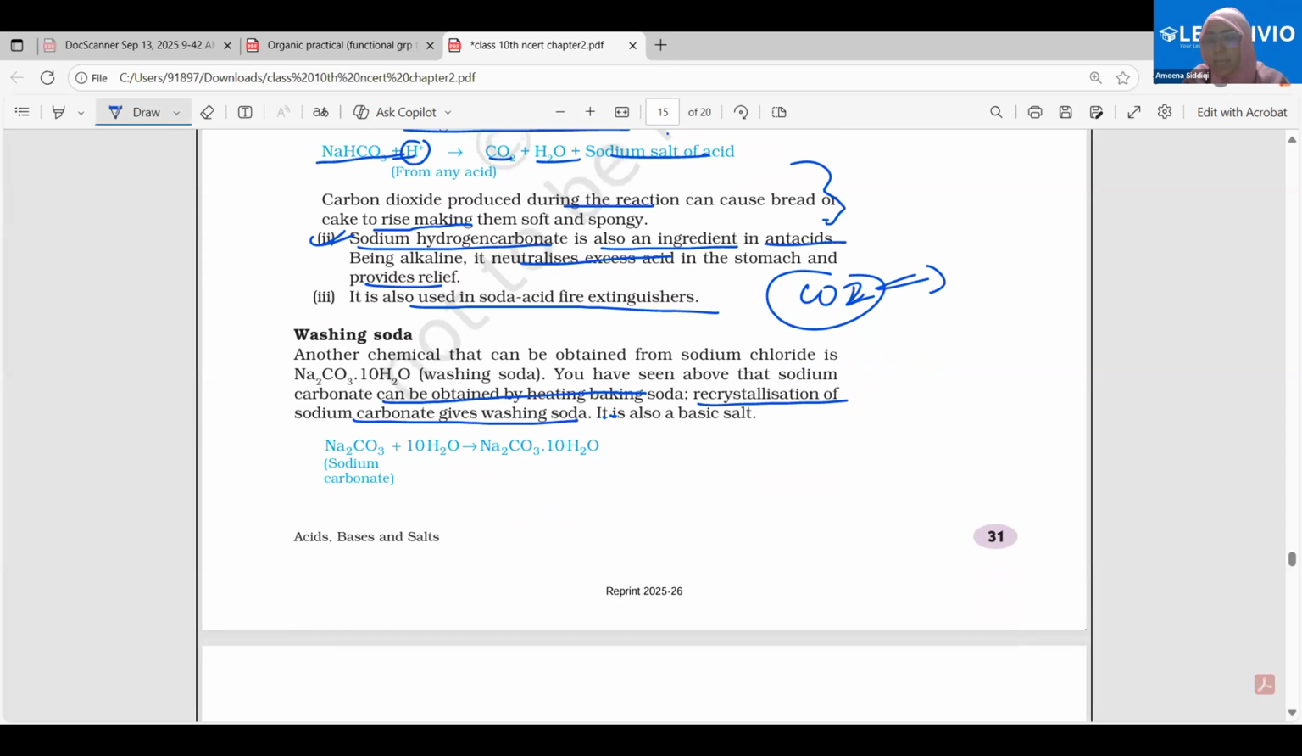Recrystallization simply means there are some compounds which are attached to some specific number of water molecules, and those water molecules basically give the crystal form to that compound. When 10 molecules of water are attached to one molecule of sodium carbonate, the compound will get crystallized. Therefore, how many water molecules are here? 20.